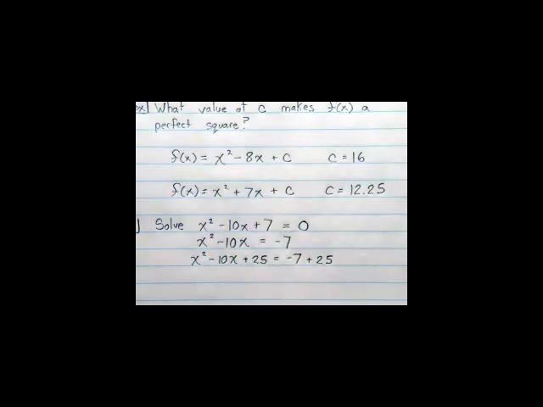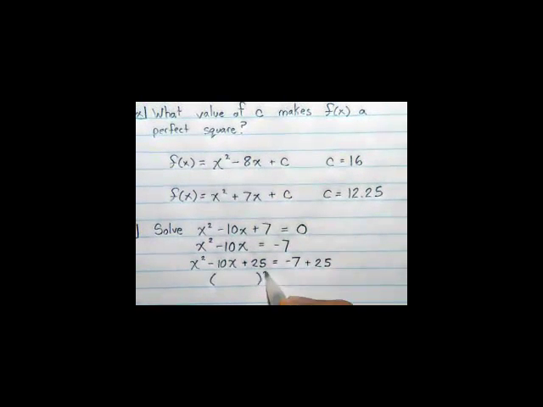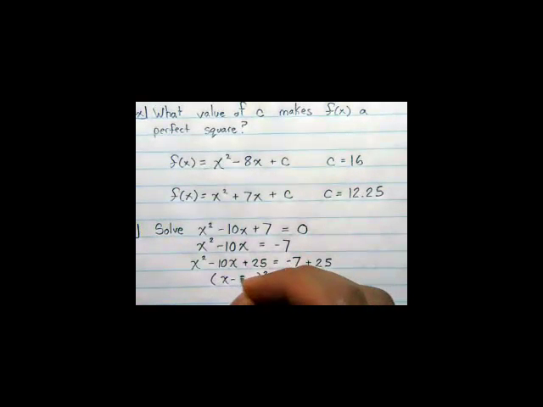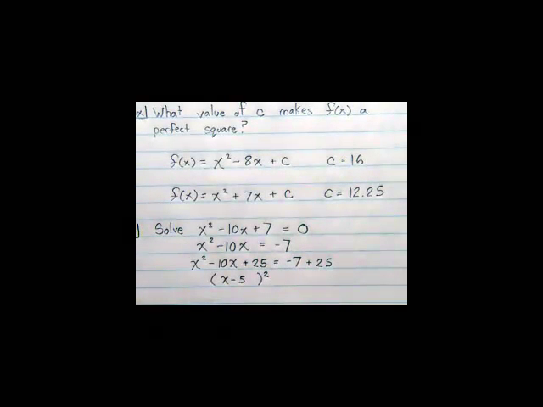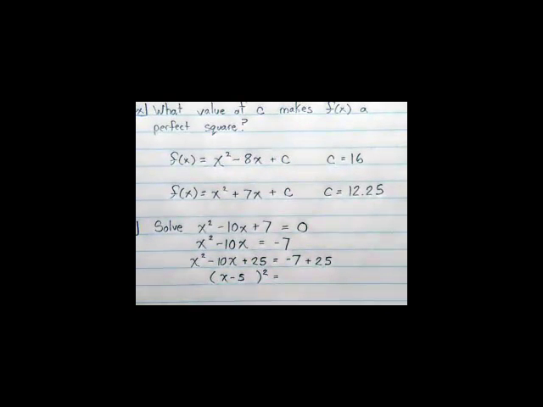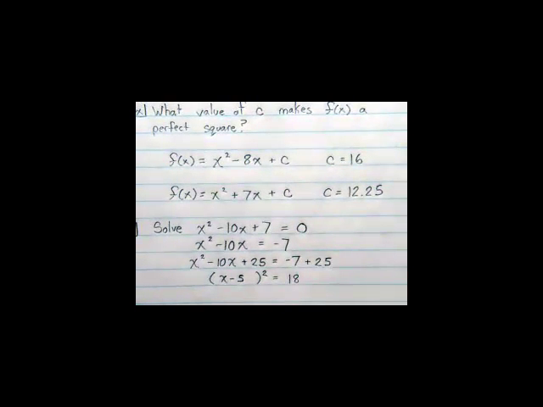Okay? So, now, this x squared minus 10x plus 25, I can write it like a perfect square. What is that squared? X minus 5 squared. You got it. It's x minus 5 squared. Okay. Equals what? 20? No, not. Equals 18. 18. Is that our answer now?